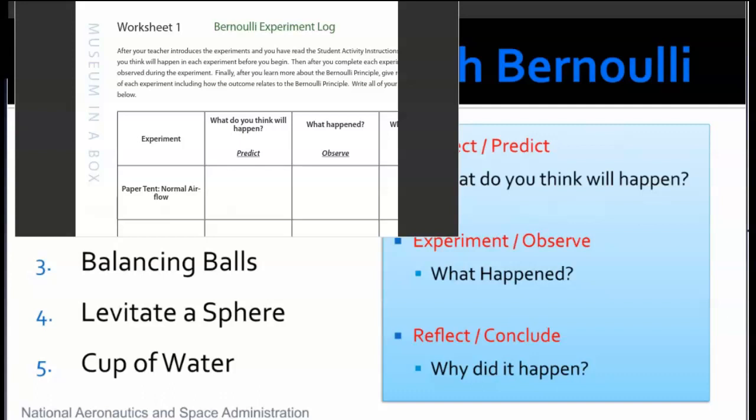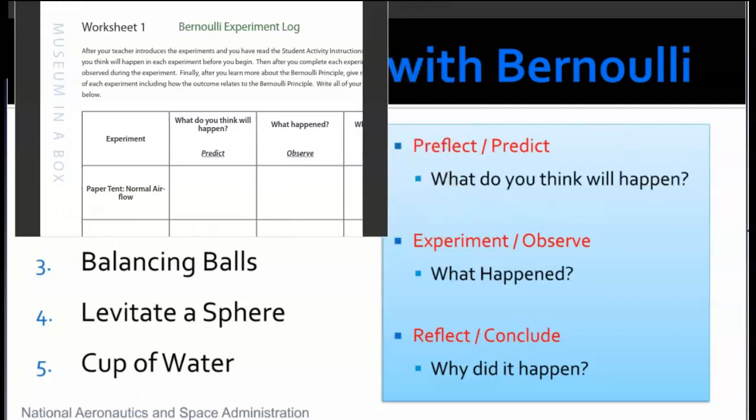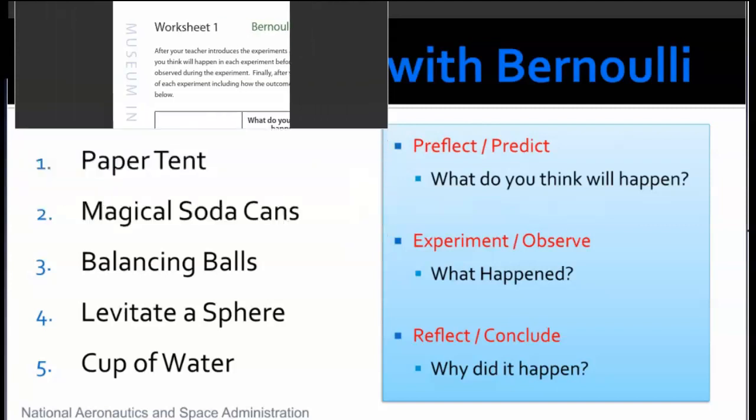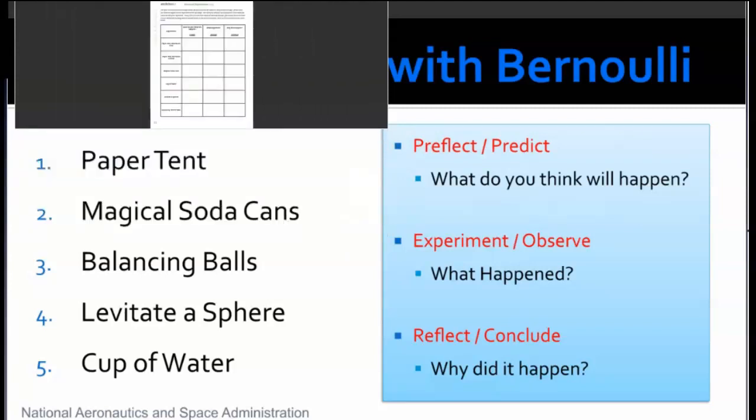And then I just uploaded, I don't always do this, but I did for this one, where you can see, if it'll stop moving, this is that Bernoulli's experiment log. And so you can see there are 6 different options. Now, I know I've not told you what each of these things are, but if you'll give me a second, I'll give you that. So the paper tent, normal and then increased, the magic soda cans, cup of water, levitate a sphere, and balancing the cheese ball.